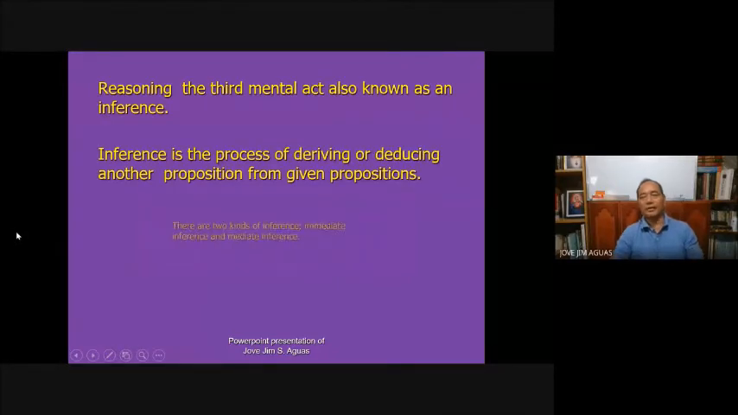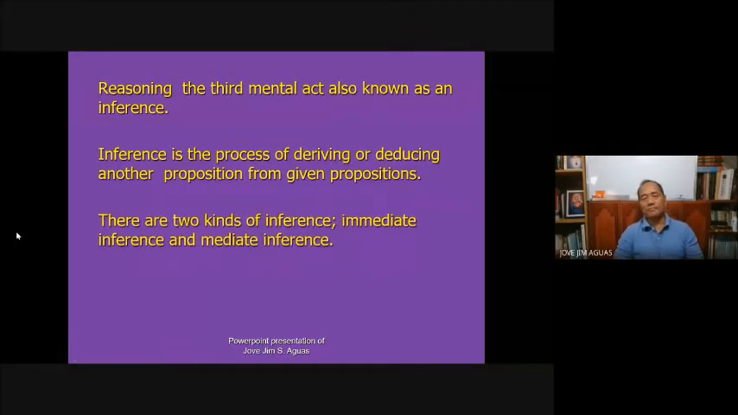So we've said that there are three mental operations. The first one is simple apprehension. In simple apprehension, we just form the ideas, or we form concepts. And we express these concepts, these ideas, through the terms or words. So every idea, every concept can be expressed through words, different words or terms.